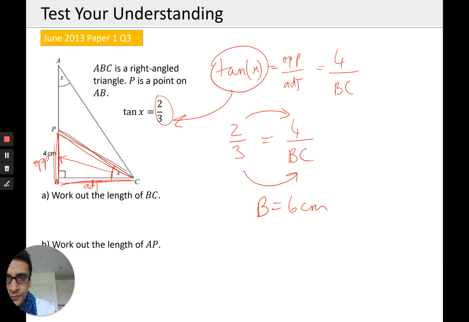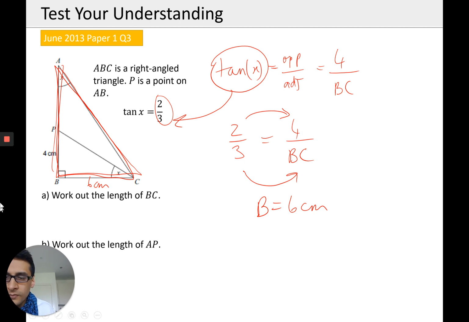Question 2, or part 2, work out the length AP. So we now have that length BC is probably going to prove useful here. So we can say, we're looking at the big triangle now. We can say that the opposite is, in this case, we can use the angle at the top there. We know that's also equal to x. So we can say tan x equals opposite over adjacent.